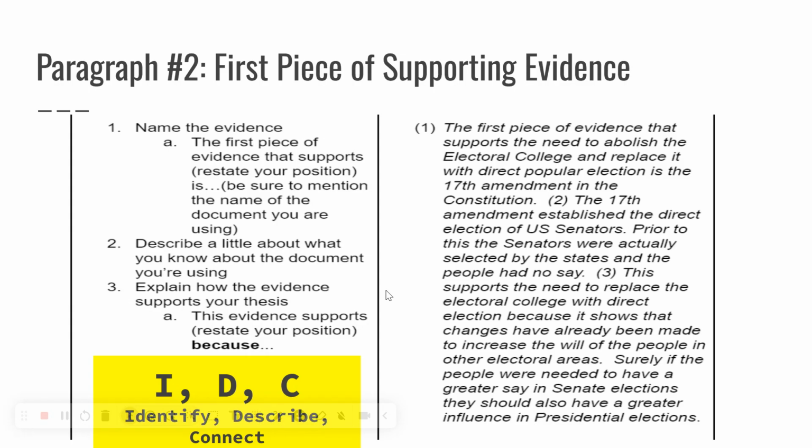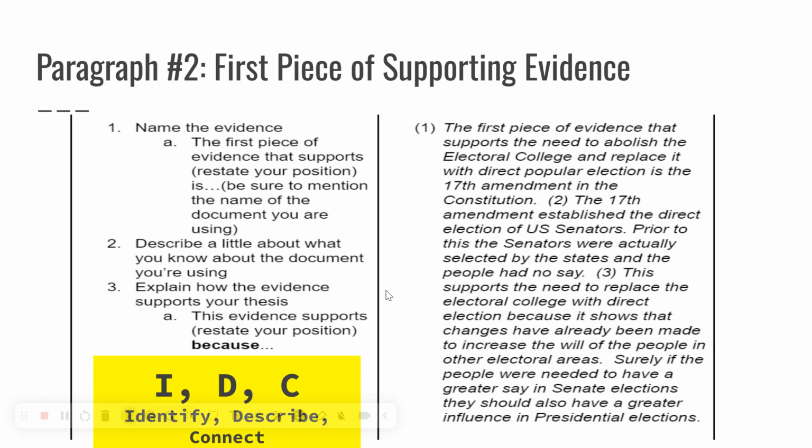I'm going to accomplish 3 things in each of the 2 evidence paragraphs, right? The first thing I'm going to do is identify the evidence I'm using. The first piece of evidence that supports the need to abolish the Electoral College and replace it with direct popular election is the 17th Amendment in the Constitution. This is my document-related point that I'm using to support my overall opinion that the Electoral College needs to go.